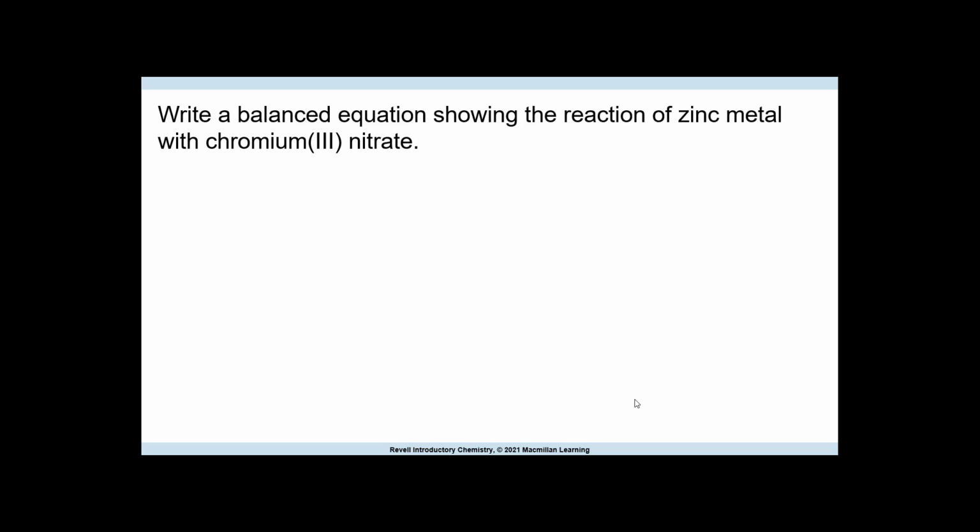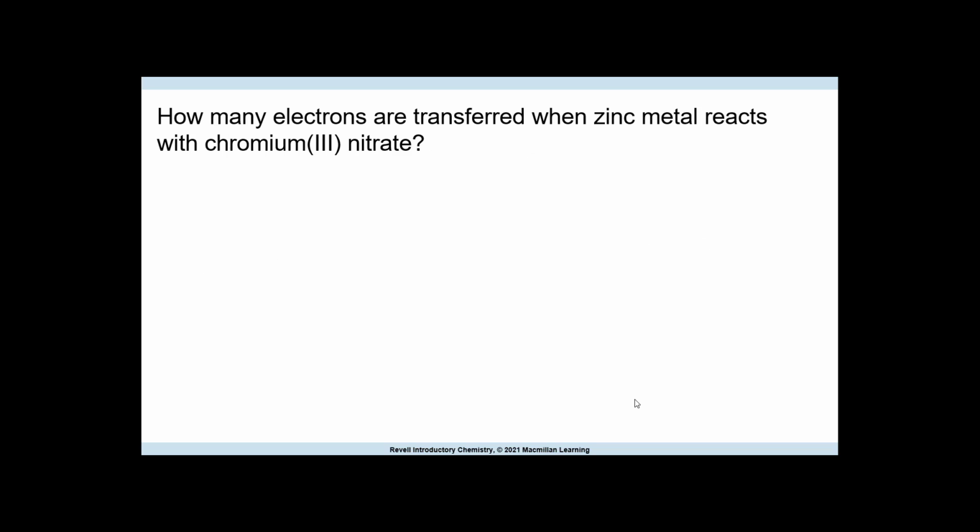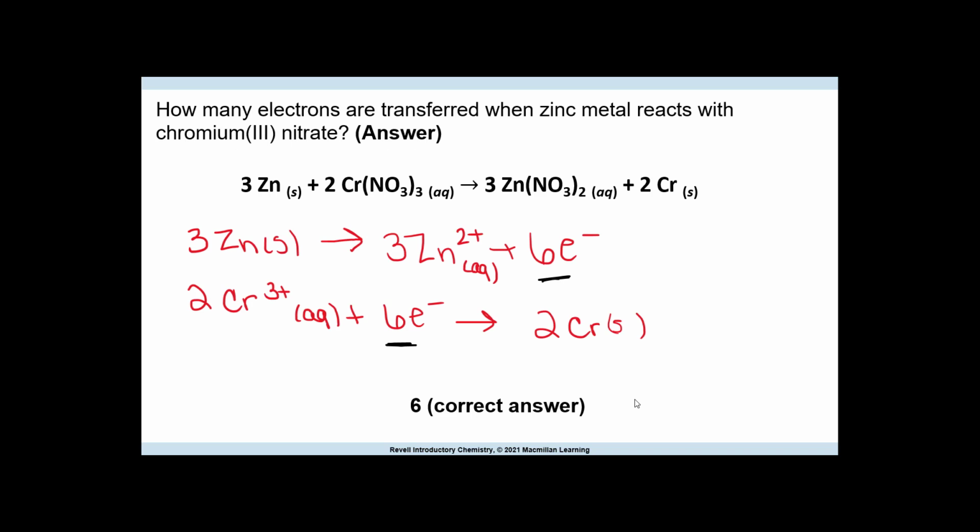Write a balanced equation showing the reaction of zinc metal with chromium 2 nitrate. They've given it, so I actually didn't break it down. By now you should be understanding how to put some balanced reactions together. How many electrons are transferred when zinc metal reacts with chromium 3 nitrate? This is where I did break it down, and you can see that 6 electrons are being transferred.